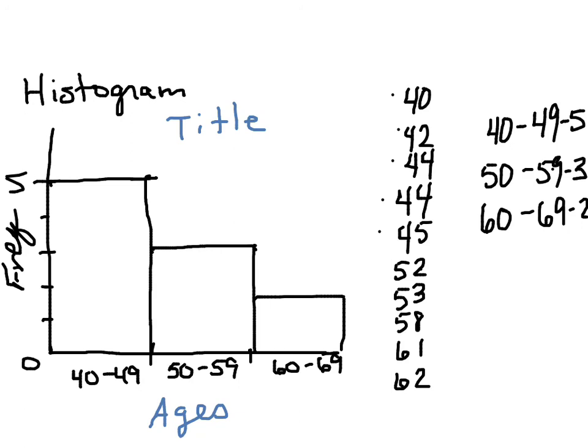Okay, so that's how you make a histogram. You make a little frequency table first, and then from there you can build your bar chart. Okay.